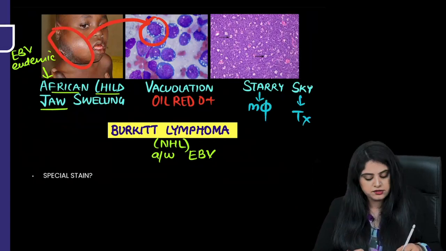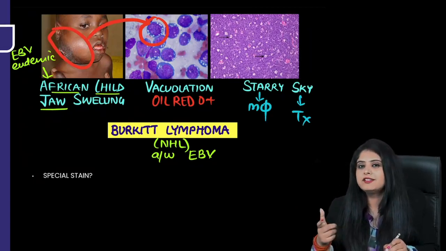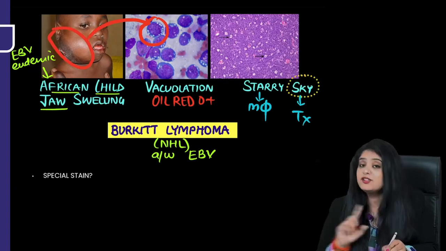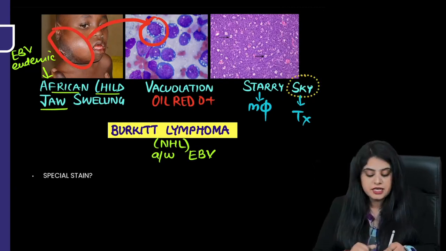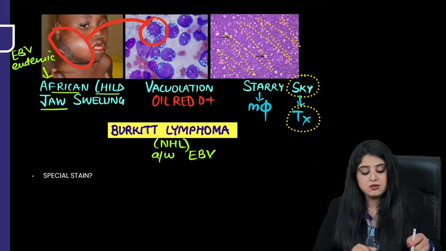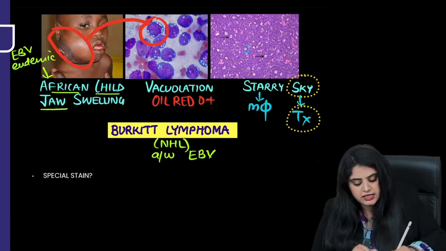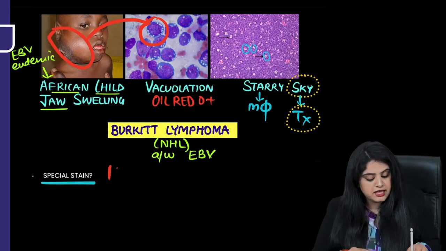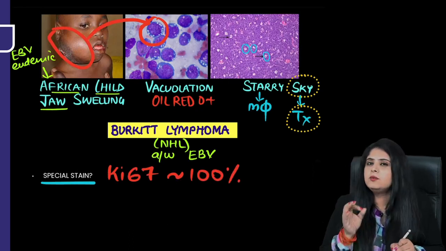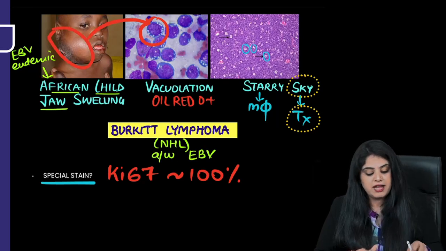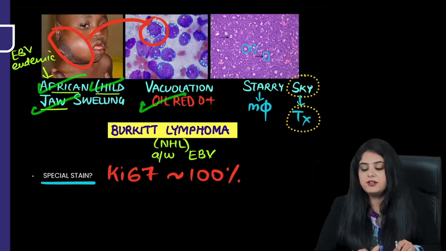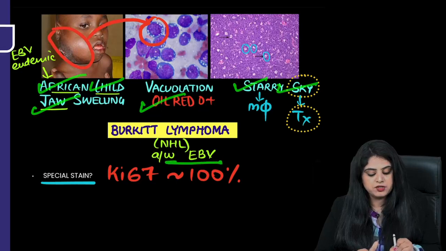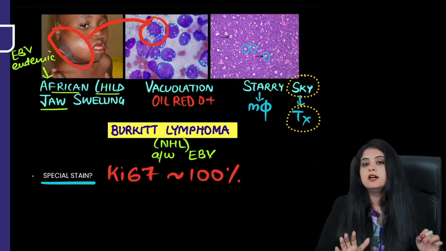So where is the fault? Stars or sky? We always read that the fault is in the stars, in books, but now we will say the fault is not in the stars, the fault is in the sky over here. That dark, dark sky in the background is the cancer, whereas these shiny little cells are nothing but innocent macrophages. Is there any special stain? Yes, Ki67. This is the only tumor where Ki67 is almost 100%. Very few tumors can have this. This is one of those. So remember: African child, jaw swelling, fat, oil red O, starry sky appearance, Epstein-Barr virus, and Ki67 100%.